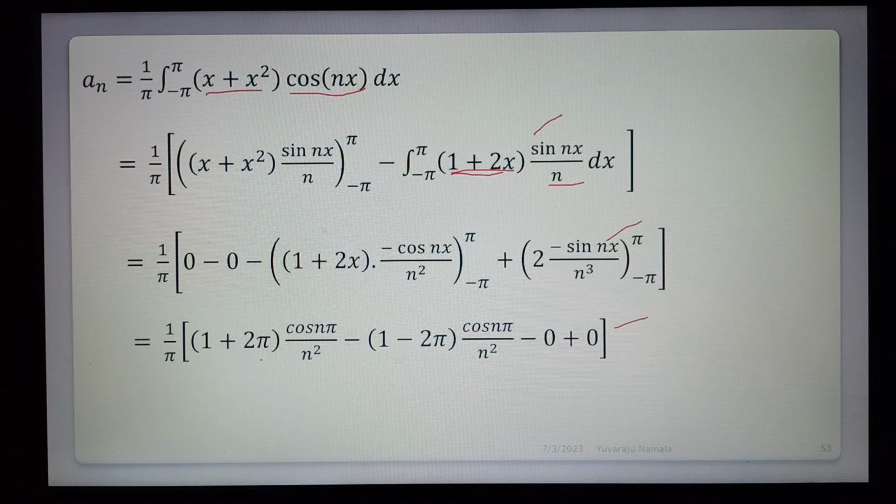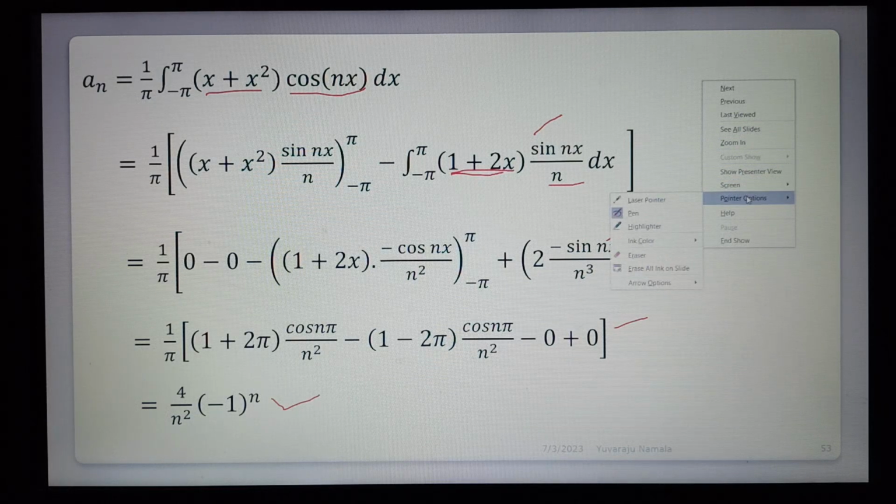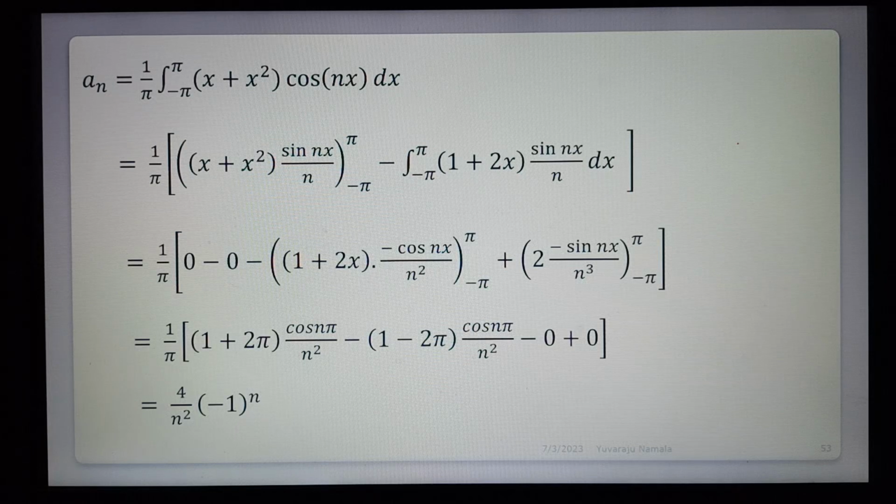So that is equal to, taking common, here look at what cancels: first, cos n pi by n square common. Here pi is common, pi cancels. 2 plus 2, that is 4 by n square into cos n pi. Cos n pi is equal to minus 1 power n. This is the an value. Next, the bn value.